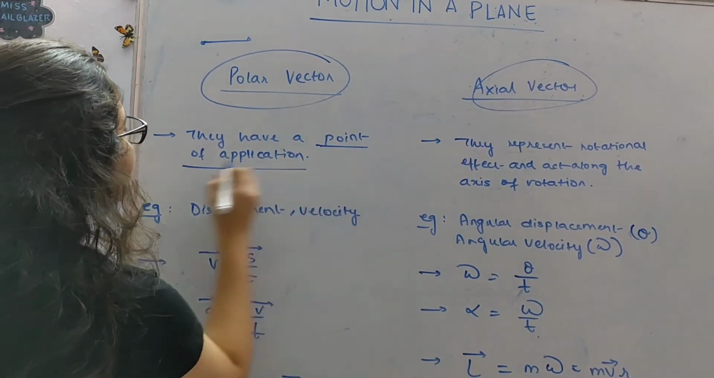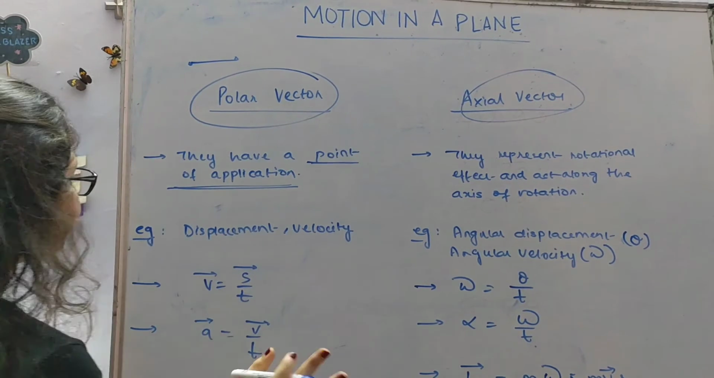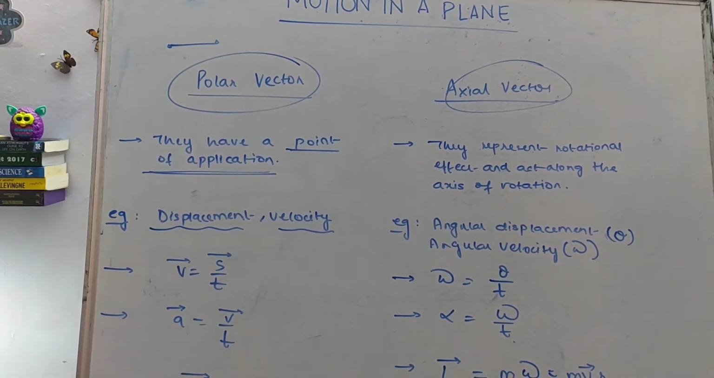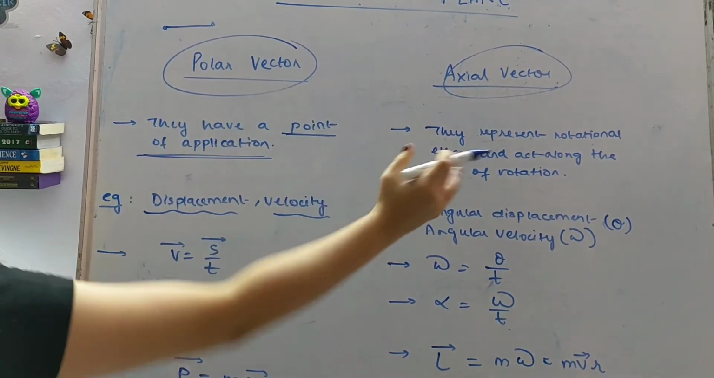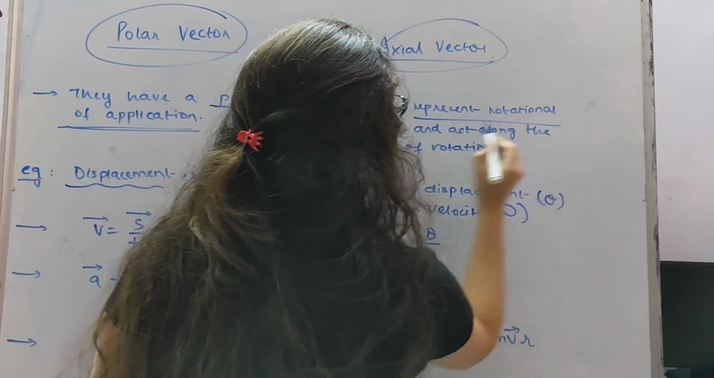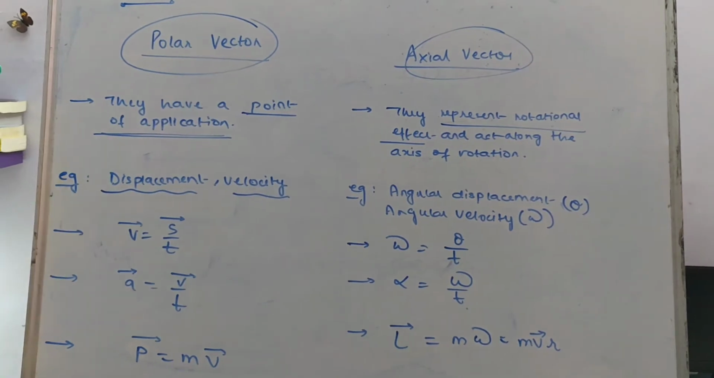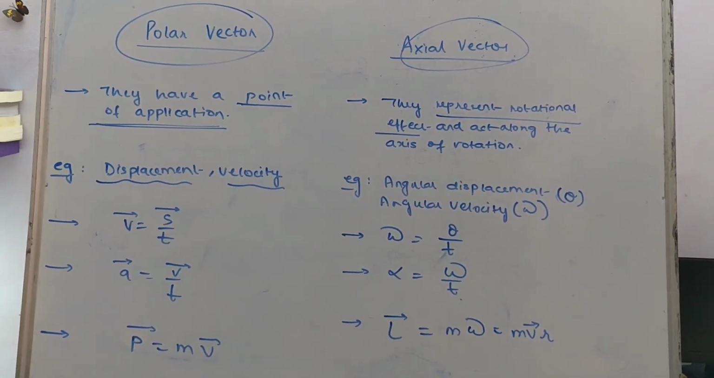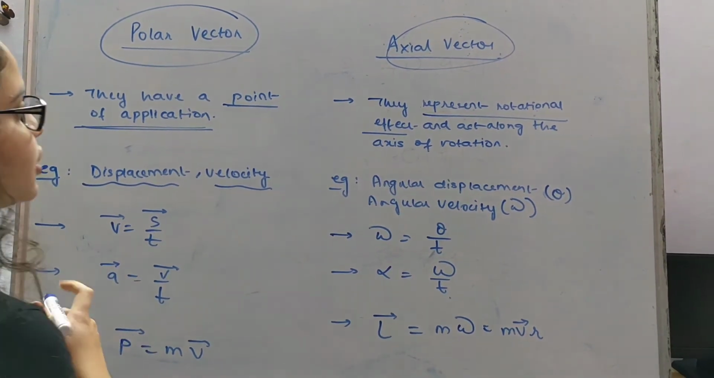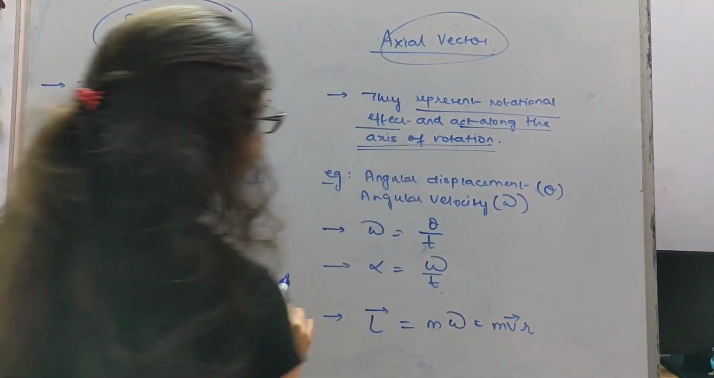Just remember that they have a point of application or a starting point that may be fixed or may not be fixed. Example, displacement and velocity. Before going through these points, let me also compare to axial vectors. Axial vectors represent a rotational effect. You will study more about these vectors in a physics chapter called rotational motion, which will be covered in future lectures, and they act along the axis of rotation.